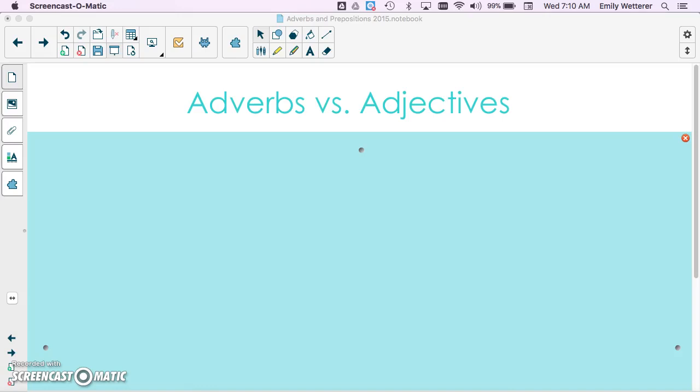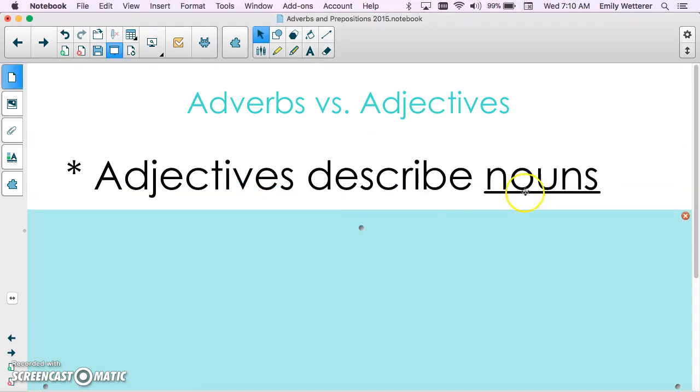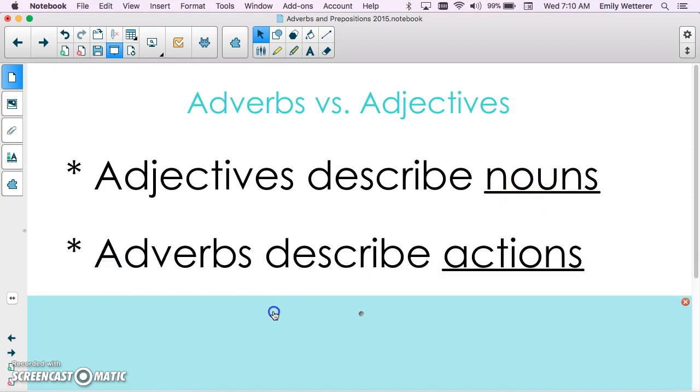Okay, guys, so at this point, we've been talking and practicing a lot about adverbs, and you know that an adverb adds on to a verb. It describes an action and how, when, or where that action happens. So let's talk about adverbs versus adjectives because they're both describing words, but there's a main difference because adjectives describe nouns, so they describe people, places, or things. But adverbs only describe actions.